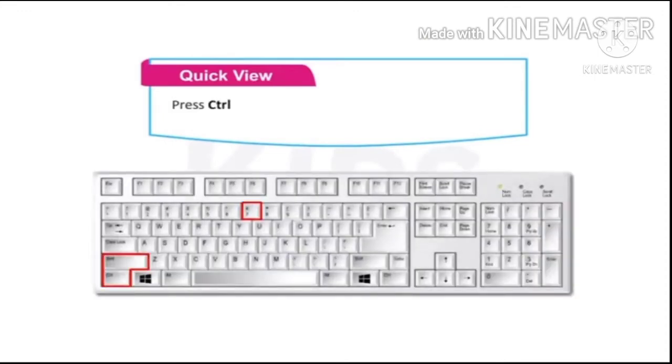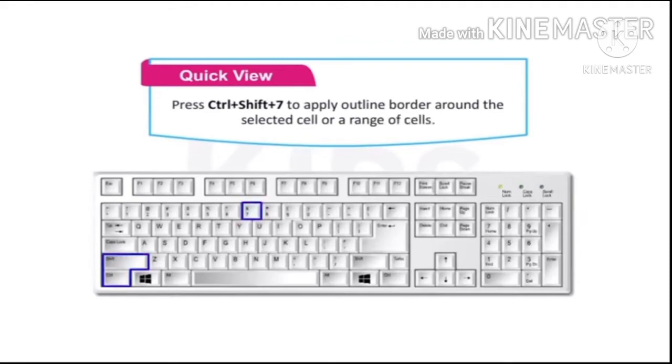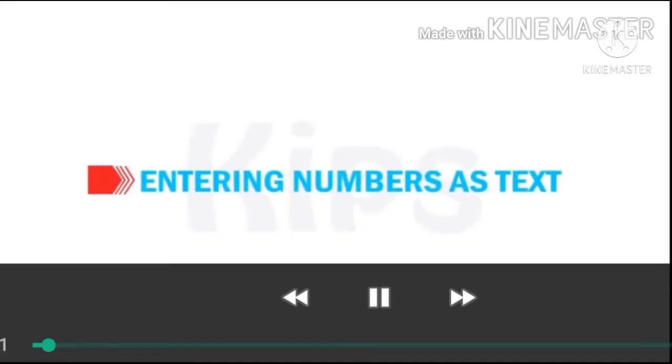Let's take a quick view, students. Press Control plus Shift plus 7 to apply an outline border around the selected cell or range of cells.